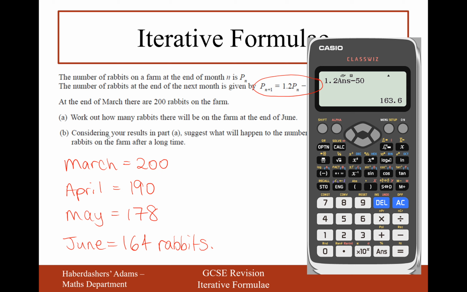And moving on to part B, consider your result in part A. Suggest what will happen to the number of rabbits on the farm after a long time. They will decrease to 0 rabbits. Okay, there we are. That's the answer for that question.